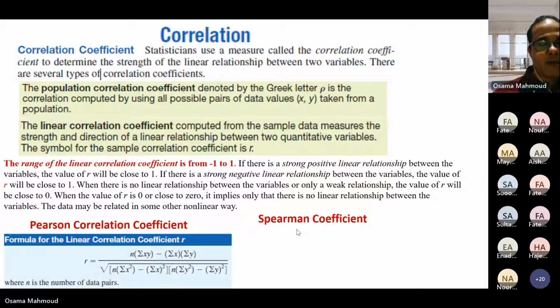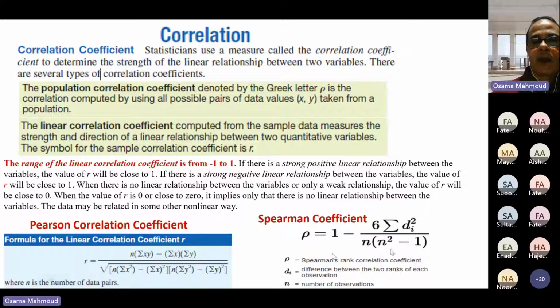This is a formula for the Pearson correlation coefficient. As you see here, you are using X and Y in the formula all the time, and the multiplication of X and Y as well, right? Don't worry, we will do this one using a calculator. The other coefficient is the Spearman coefficient. This one, this d, is the order of the elements, right? So you can use qualitative but ordinal variable for Spearman, right? Okay.